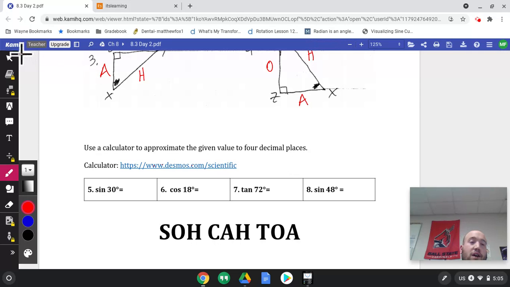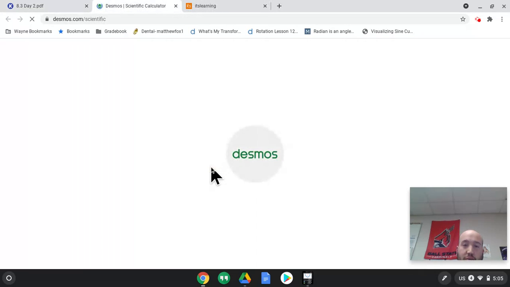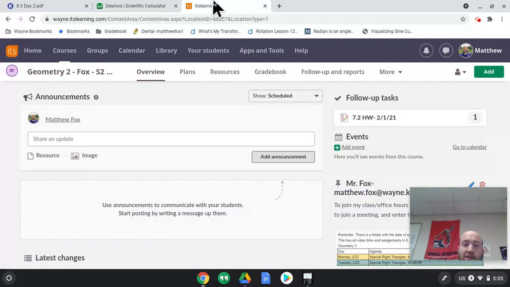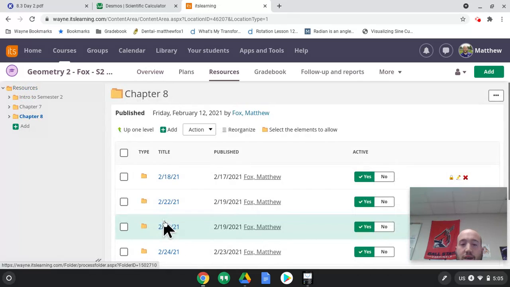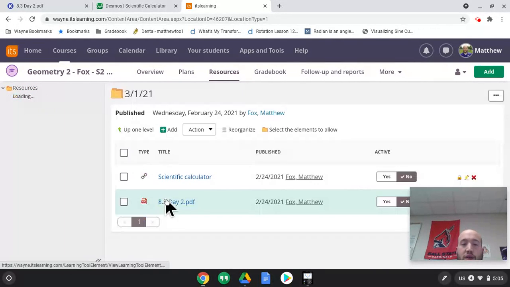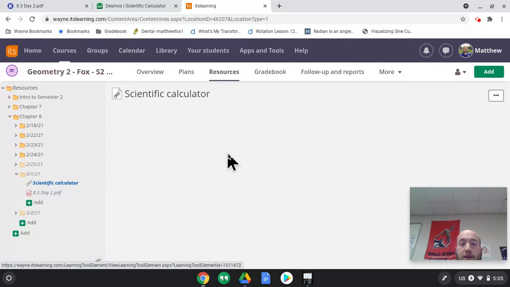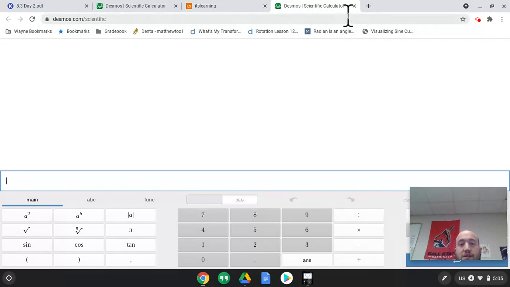The calculator I want you to use is this Desmos calculator. It's a scientific calculator. If you have this pulled up on Cami, if you change to the arrow and then click on it, it will pop up for you. The other option is you can just type in your bar, desmos.com/scientific. And finally, the other option, in It's Learning, go to Resources. If you go to today's date, Chapter 8, you scroll down to 3.1, and this first one in there, Scientific Calculator, click that link. It might take a second to load, but when it pops up, as you can see, it's the same one.